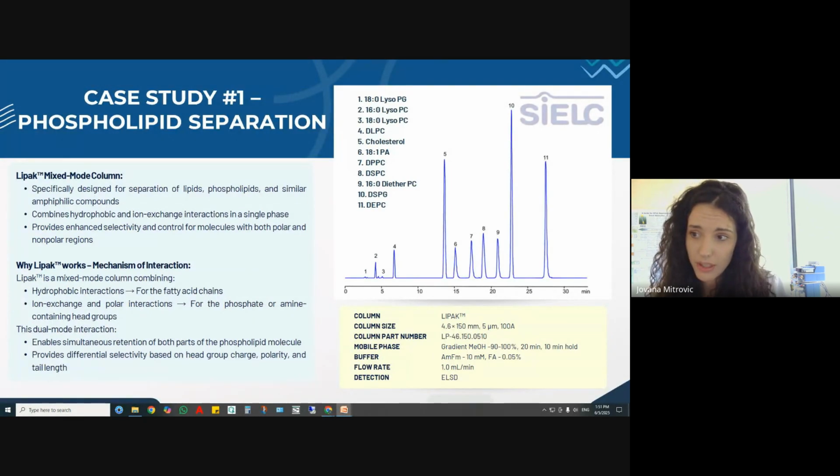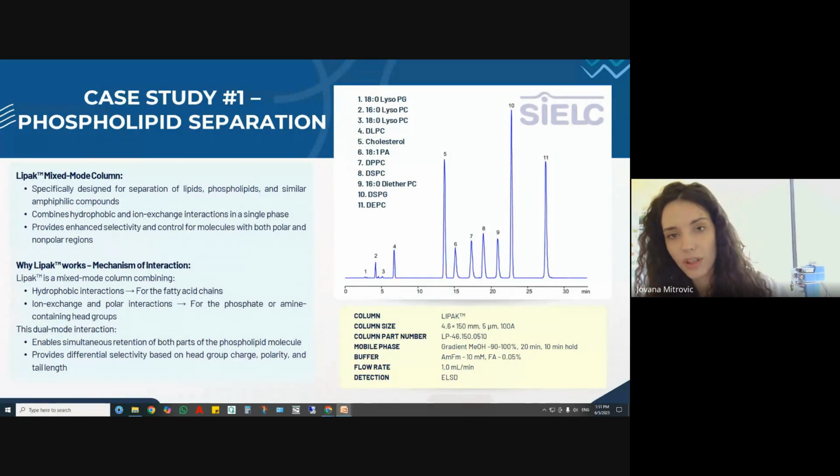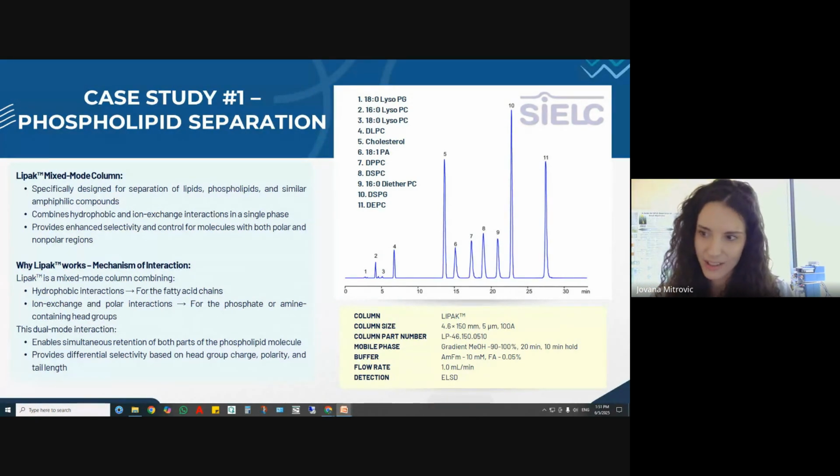Now let's look at the chromatogram. You'll notice that each phospholipid species is well resolved with distinct, symmetrical peaks that are easy to integrate. That's a direct result of the LIPAC column's dual retention mechanism. So what makes this column work so well? The LIPAC column is designed to handle amphiphilic molecules like phospholipids, which have both a hydrophobic fatty acid tail and a polar phosphate or amine containing head group.